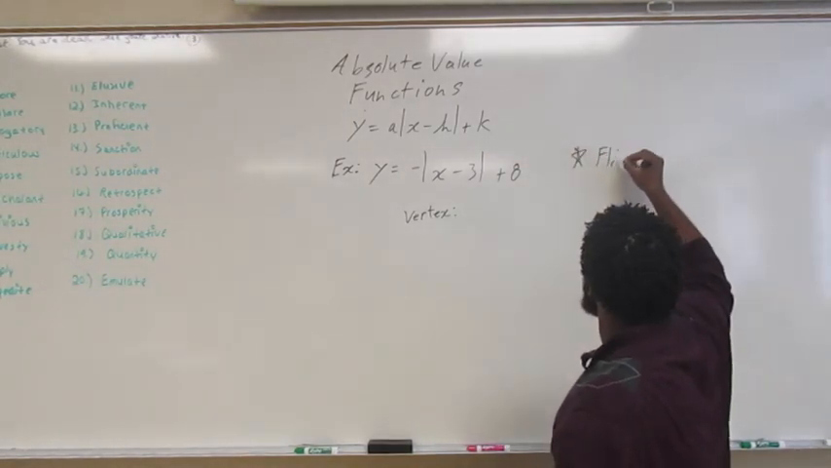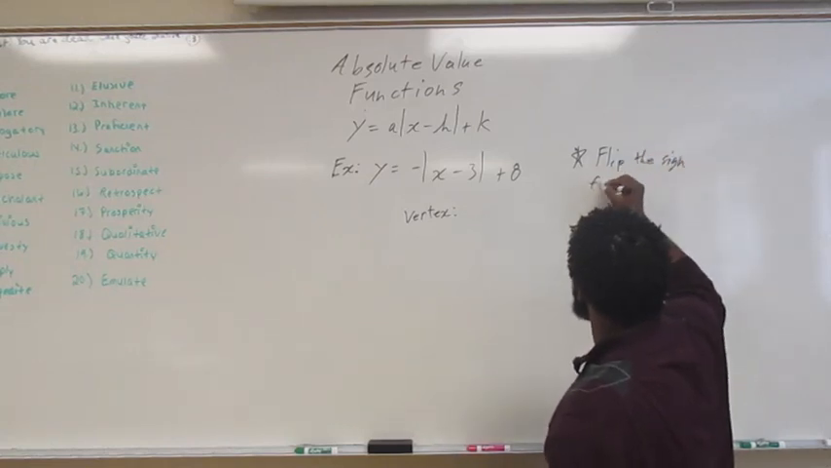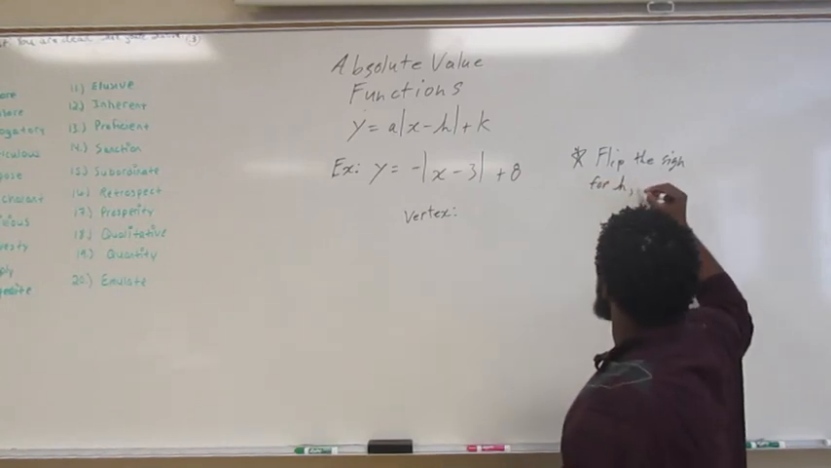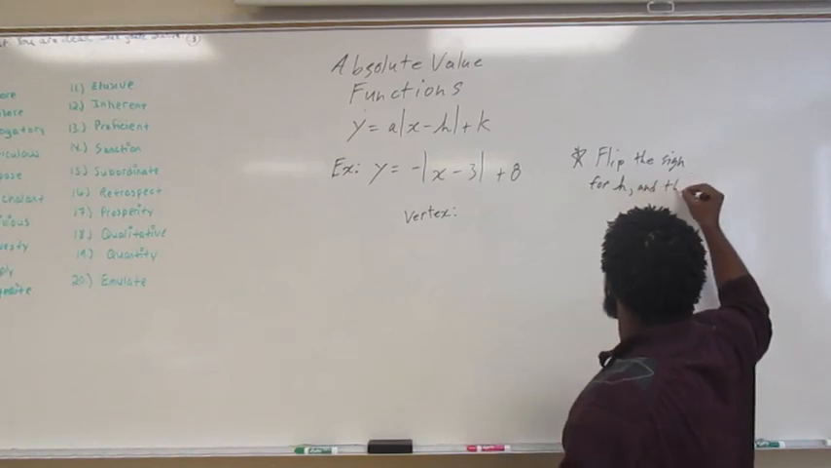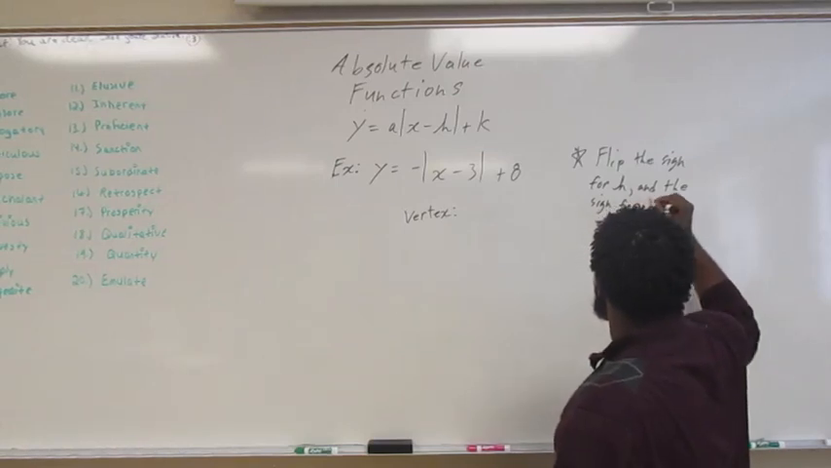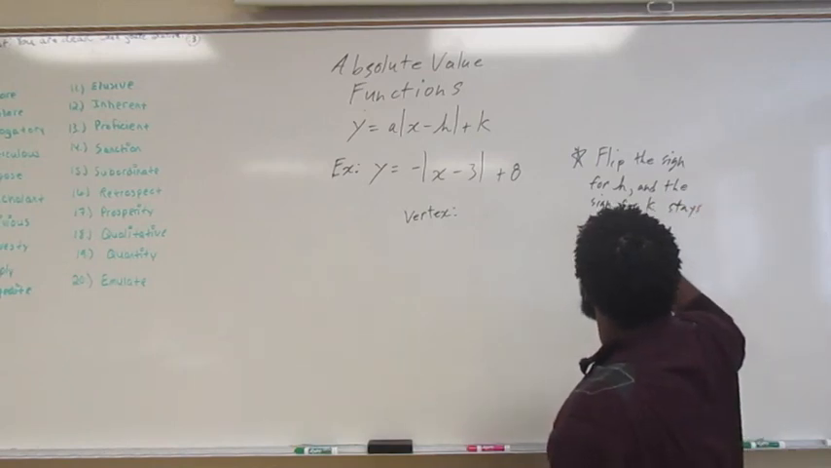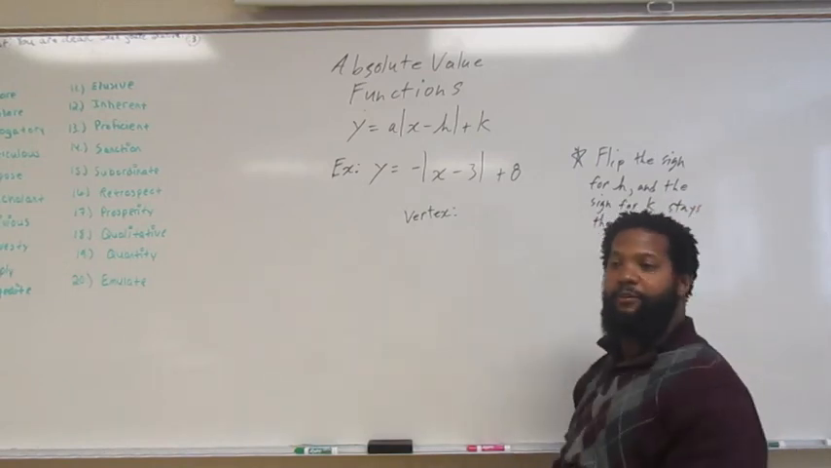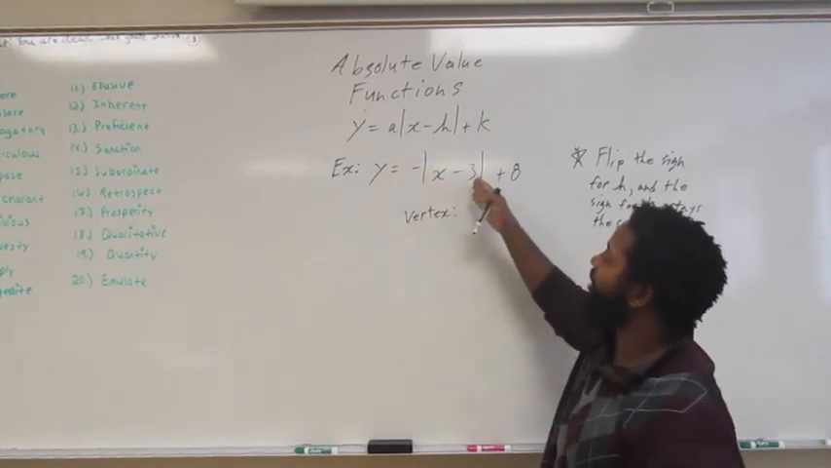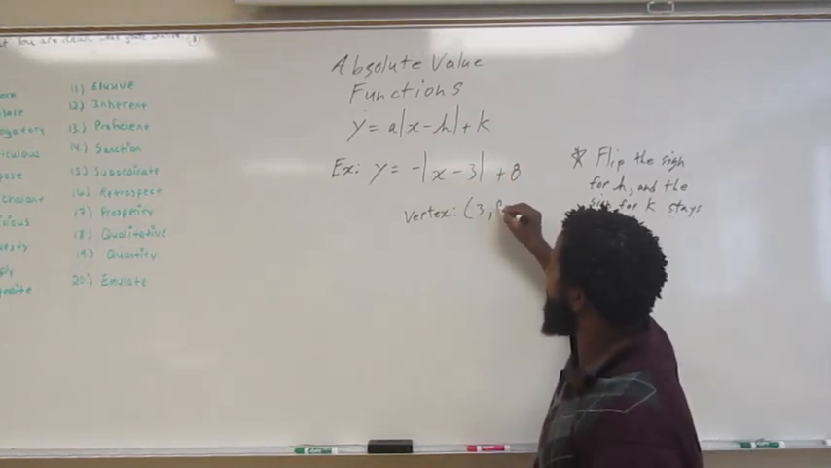Flip the sign for H. Does that mean K sign flips, or is it the same? The sign for K stays the same. So in this type of situation it would be positive 3, positive 8. That would be our vertex.